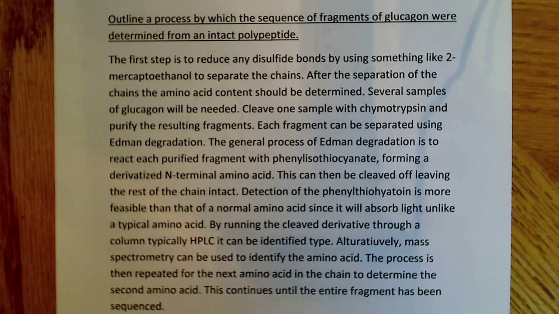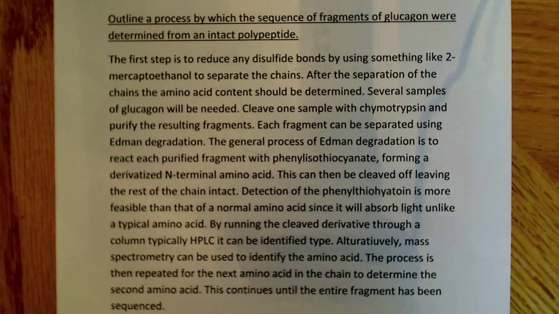So starting with the full intact polypeptide, the first step is to reduce any disulfide bonds by using something like 2-mercaptoethanol to separate the chains. That's why I showed the disulfide bonds, because we're going to be breaking the bonds. We should at least know what they look like before we're breaking them. After separating the chains, the amino acid content should be determined. Several samples of glucagon will be needed.